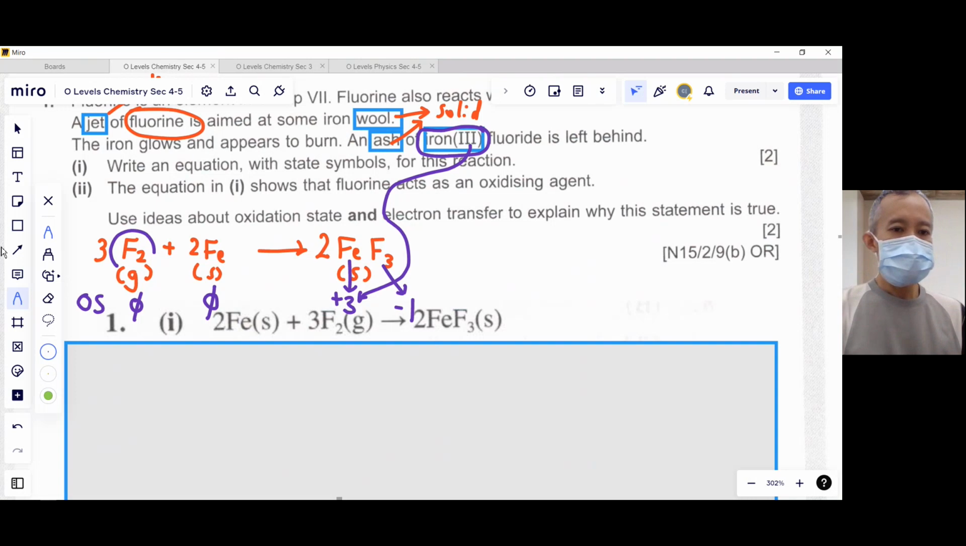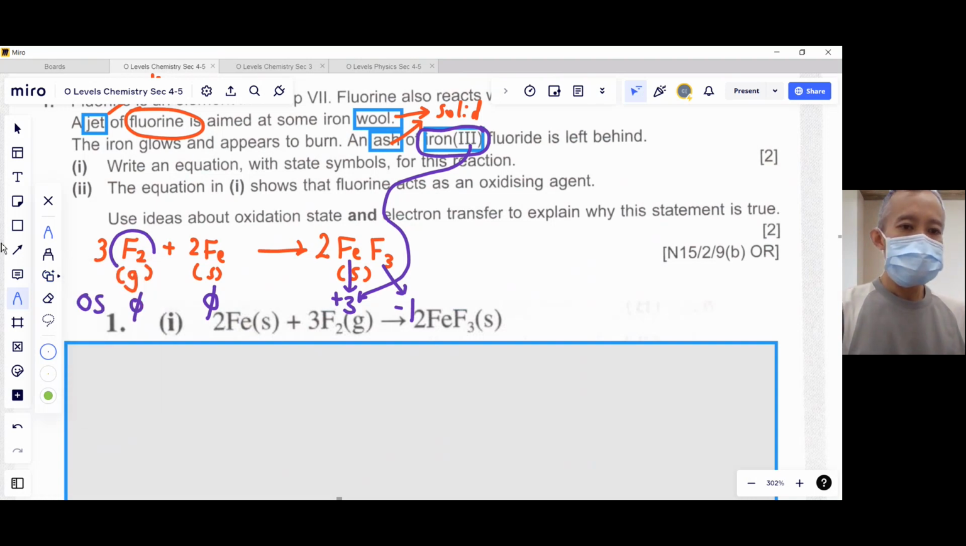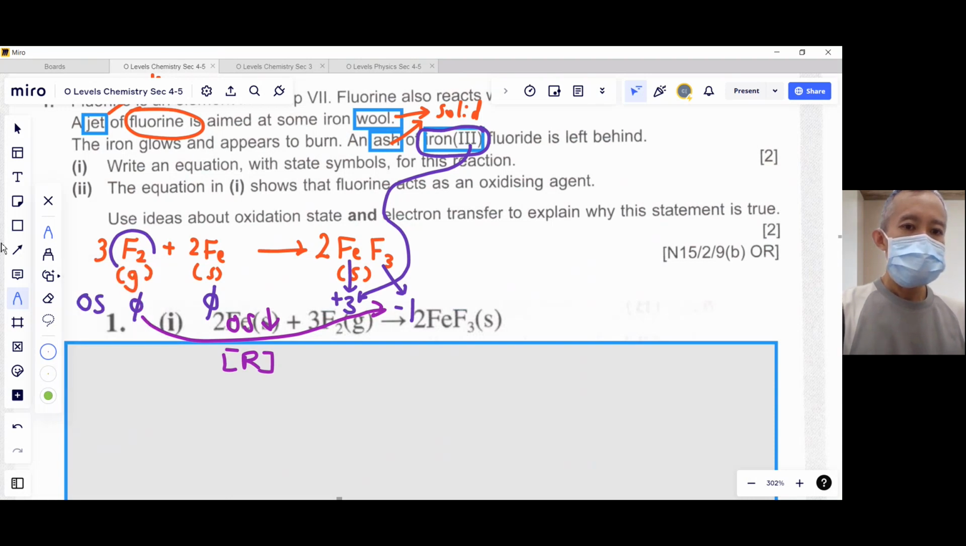Okay, so anyway, what do you notice? Come, do your rainbow or whatever you call that. This goes to -1. OS decreases, so reduction. How about iron? Iron is from 0 to +3. OS increases, so this is an oxidation.